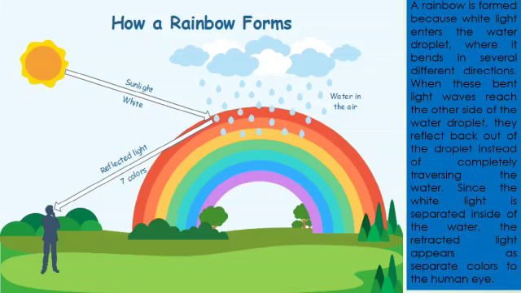A rainbow is formed because white light enters the water droplet where it bends in several different directions. When these bent light waves reach the other side of the water droplet, they reflect back out of the droplet instead of completely traversing the water. Since the white light is separated inside of the water, the refracted light appears as separate colors to the human eye.